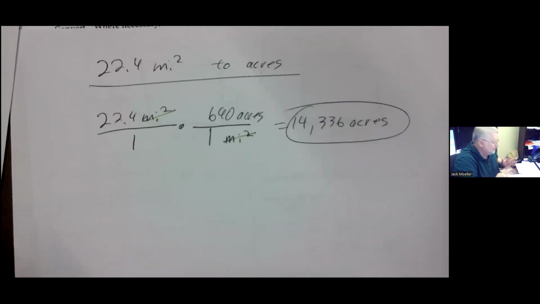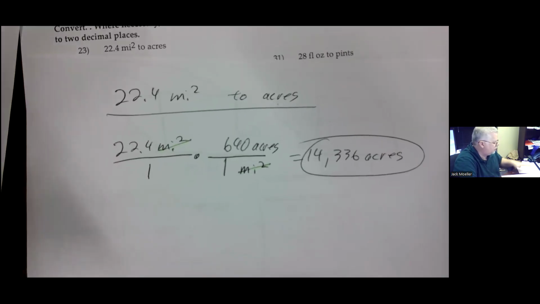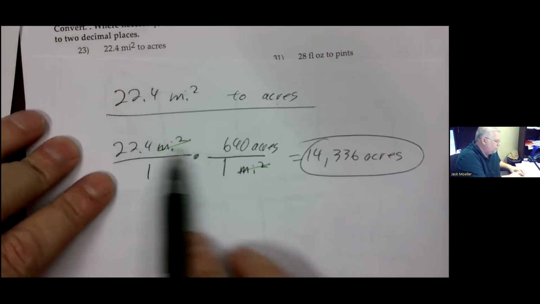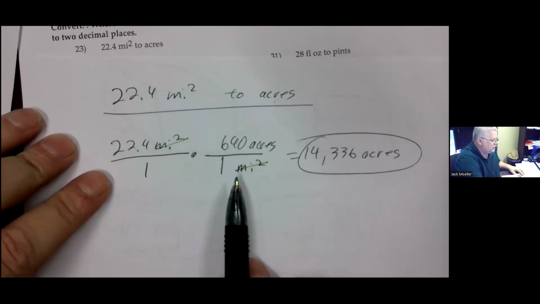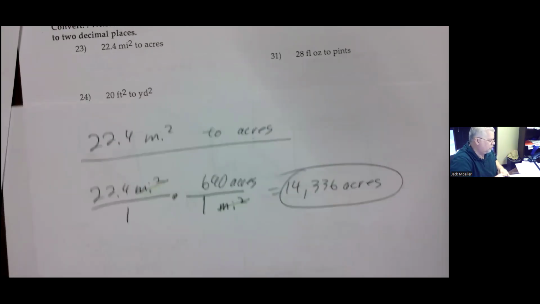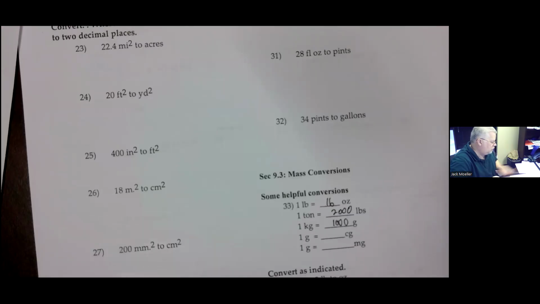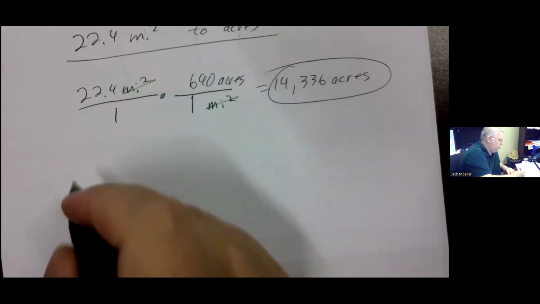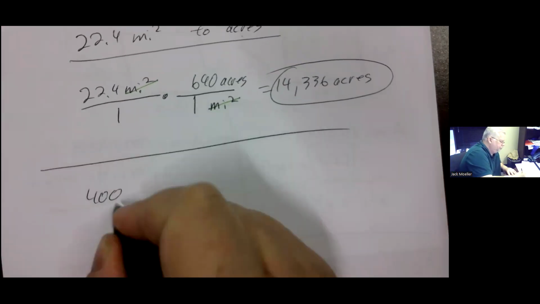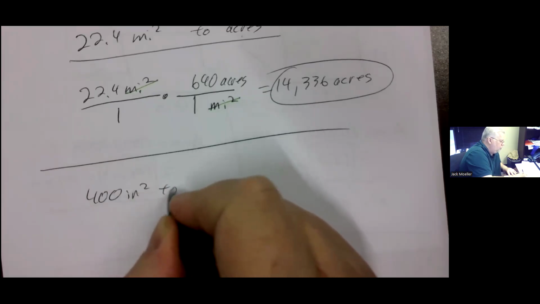Okay, so the conversions work the same. Doesn't matter if we're talking length, area, or volume. If you're using the conversion process that we've talked about, that makes it all pretty much a straightforward problem. Okay, how about 400 square inches to square feet?